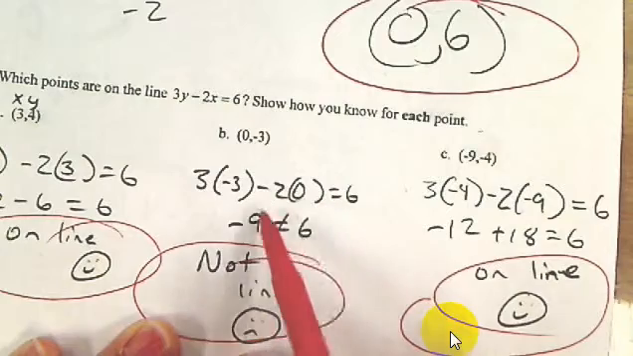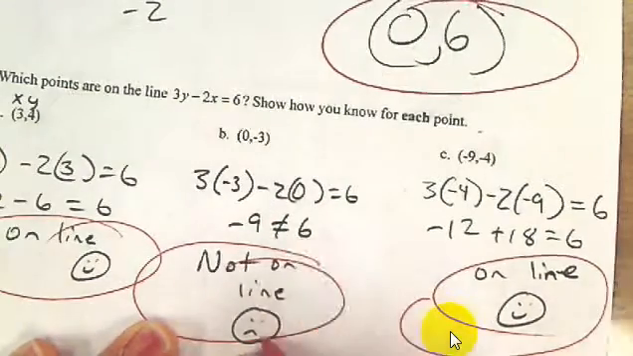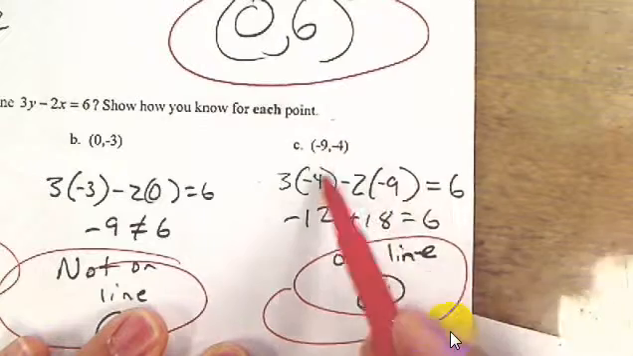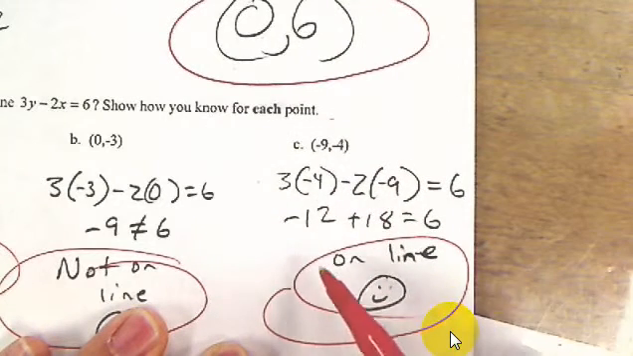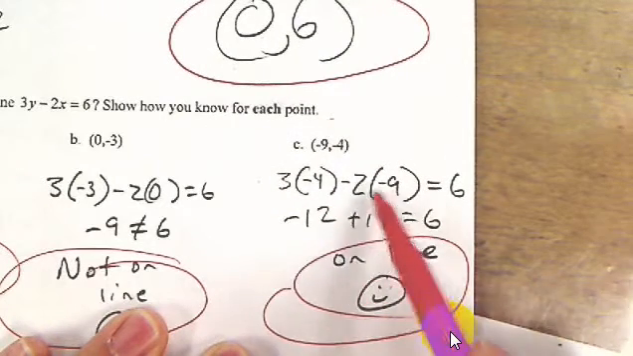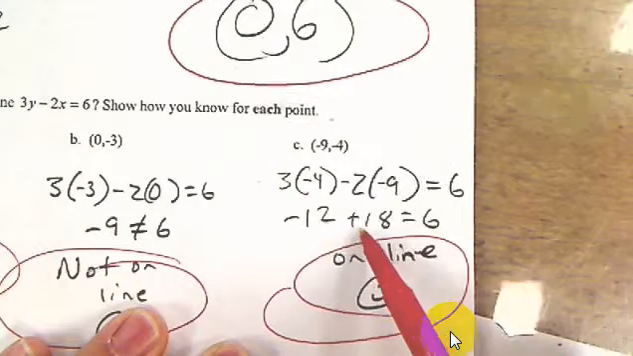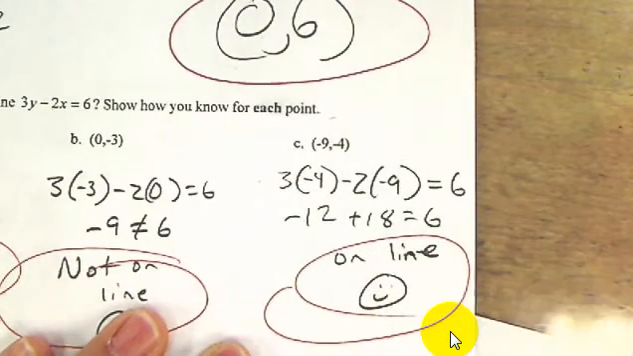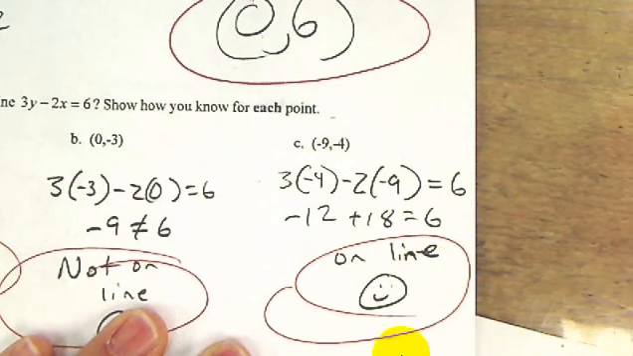-9, 0. So -9 is not equal to 6, and no, it's not on the line. Plug in my y and my x, and then -12, positive 18. Negative times a negative is positive. Positive 18, add them together. Yeah, it's a 6. So yeah, it's on the line. And that's it for our sixth test.